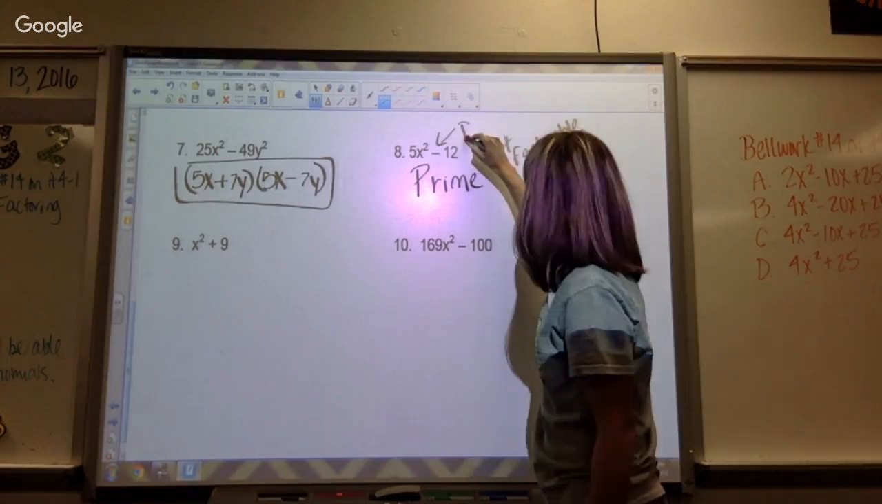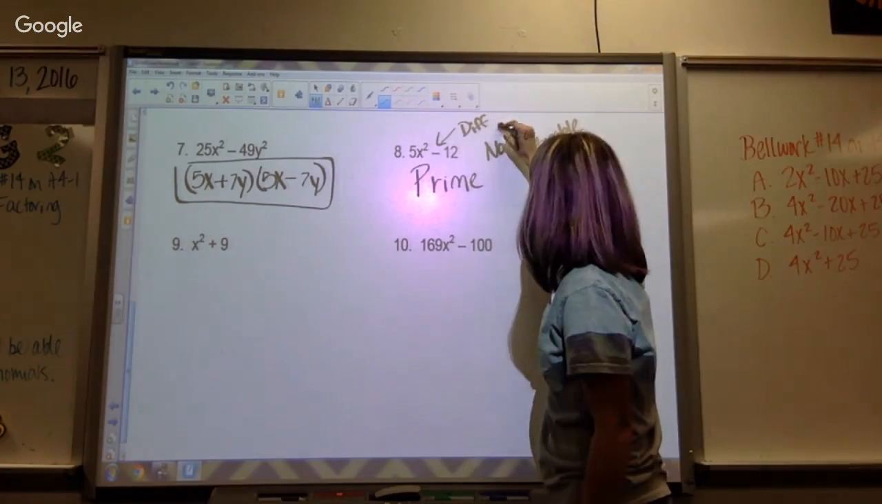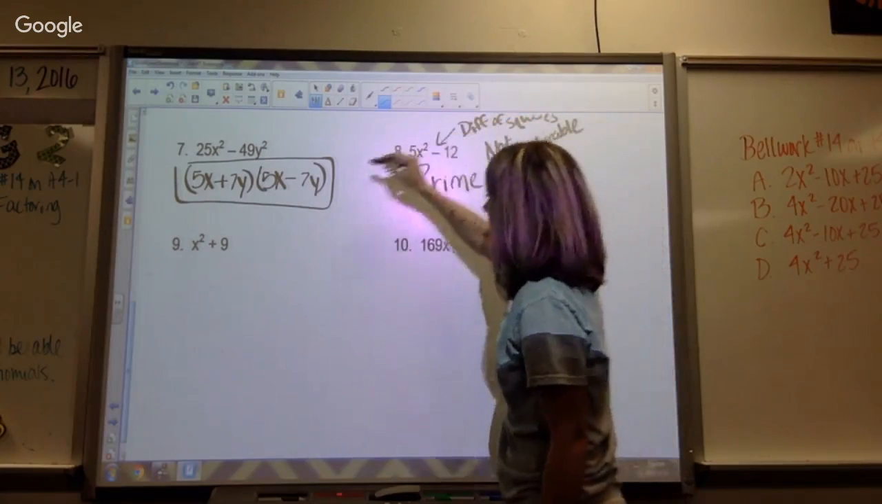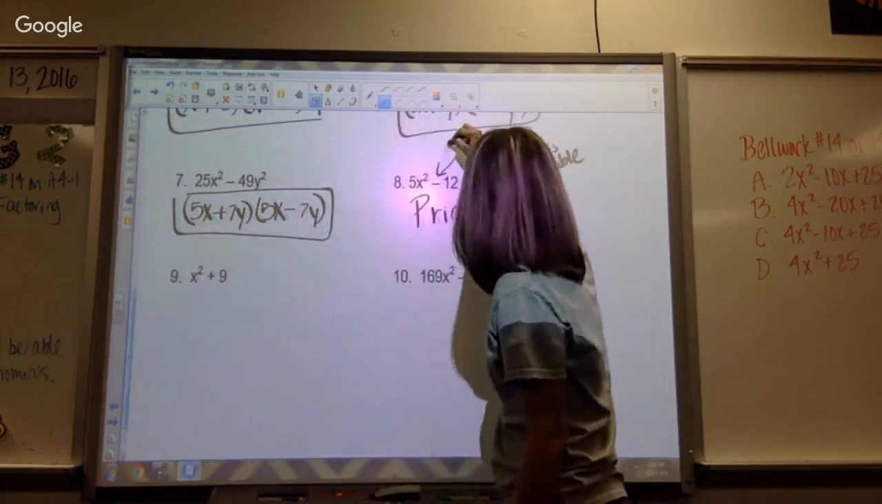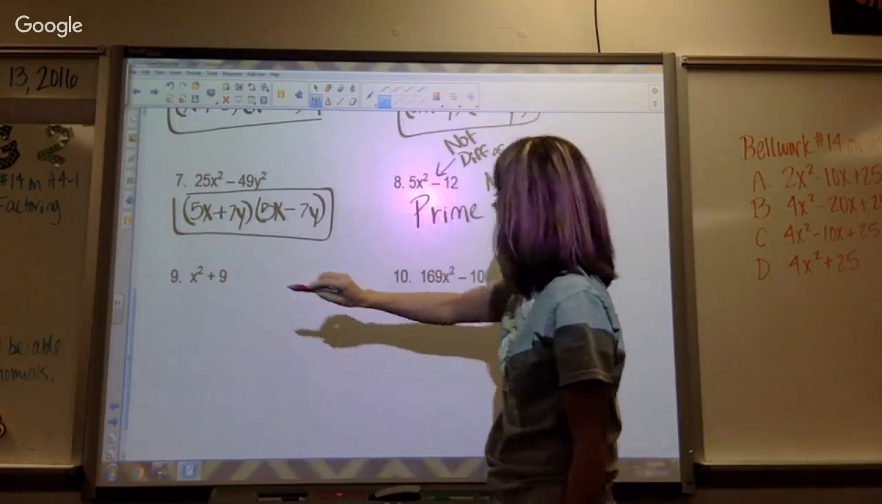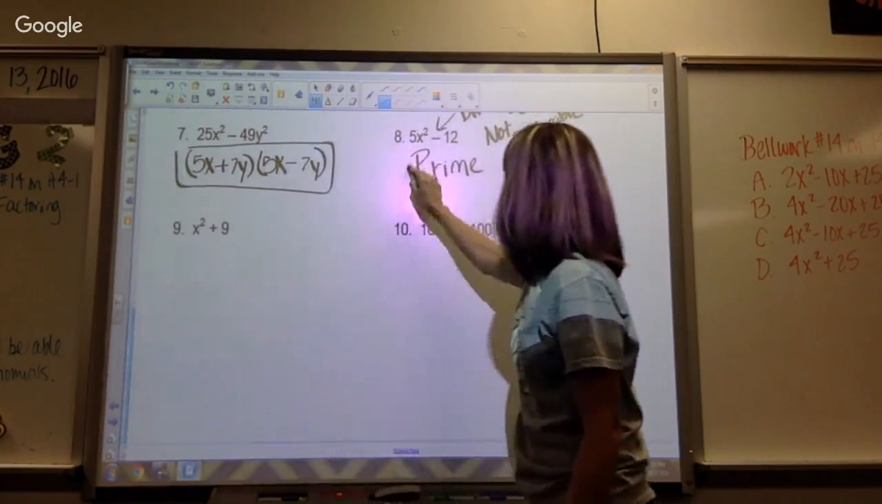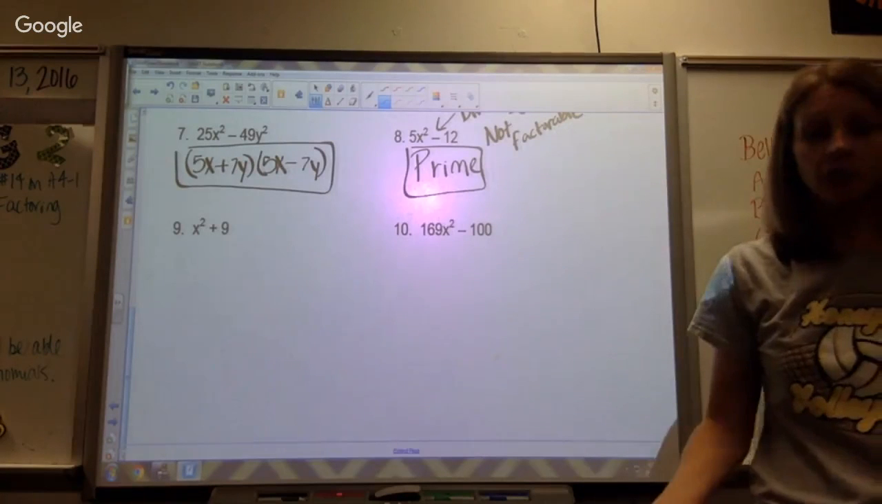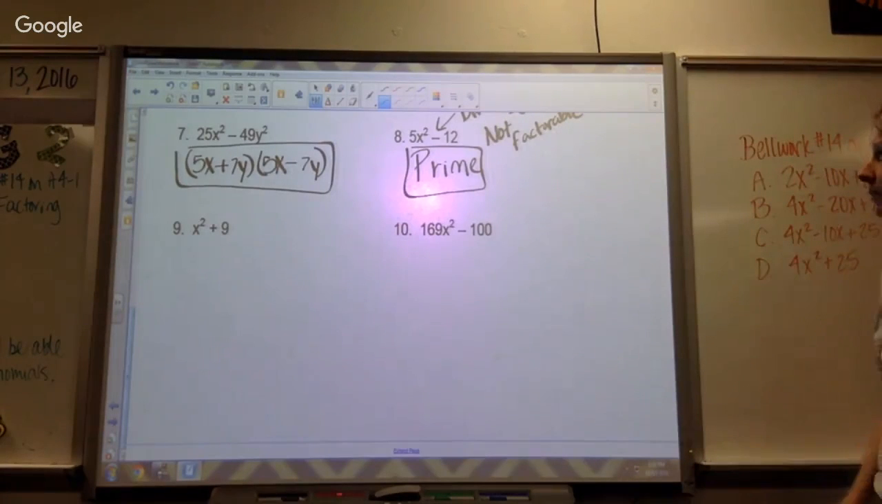So that was not difference of squares. So your answer would be prime. So anytime you cannot do anything with your problem, you can't factor it, then it's prime.